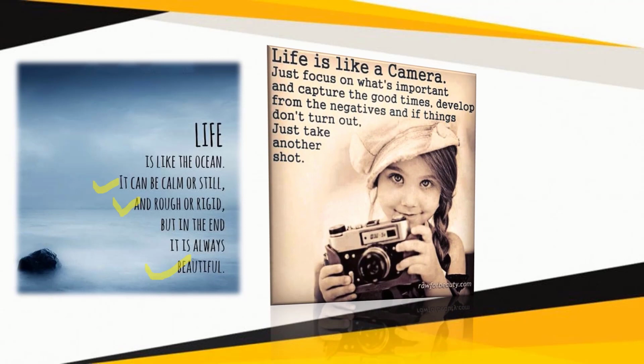Look at another extended simile example where it's used to talk about life in a different scenario. Life is like a camera. Just focus on what is important and capture the good times. Develop from the negative, and if things don't turn out, just take another shot. So did you notice how wonderful is the expression of the writer using simile and extending on this idea?